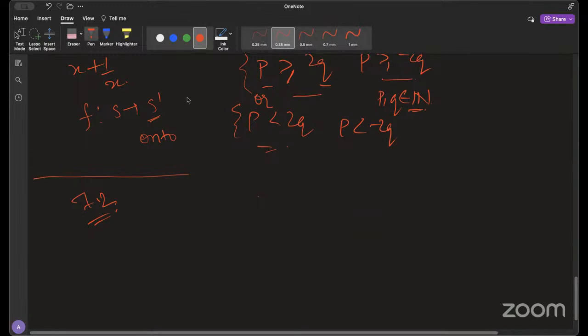From 7.3, let's just move to 7.3 then. Any doubts from 7.3? 7.2 third question, can you take 7.2 third one?